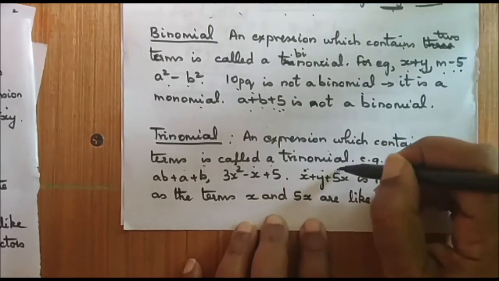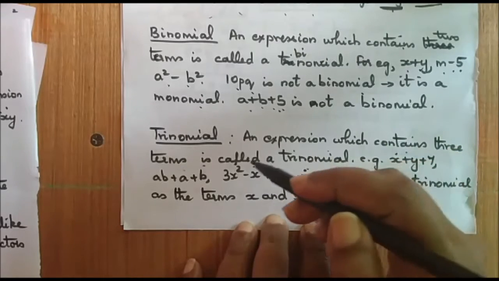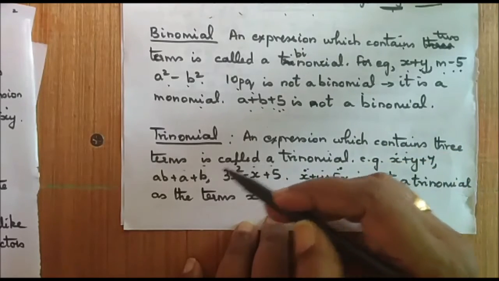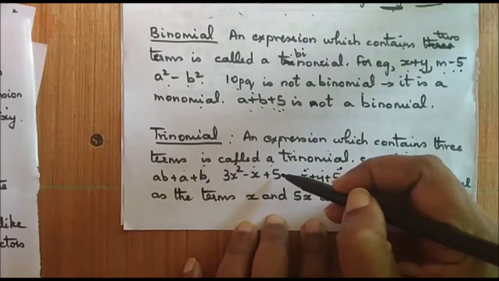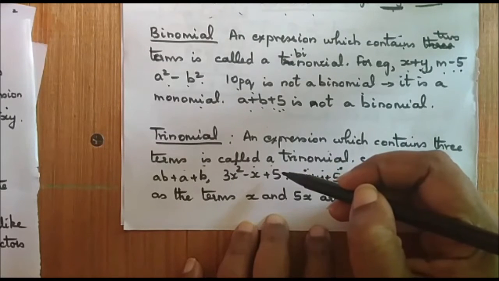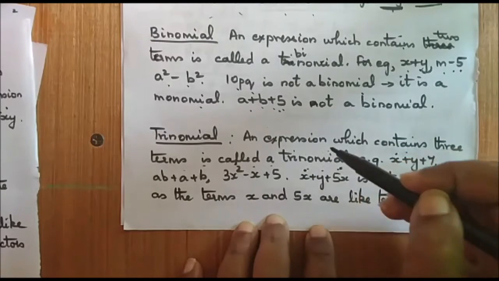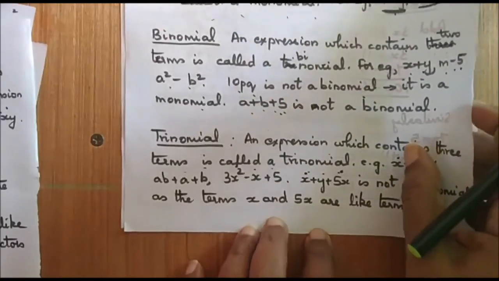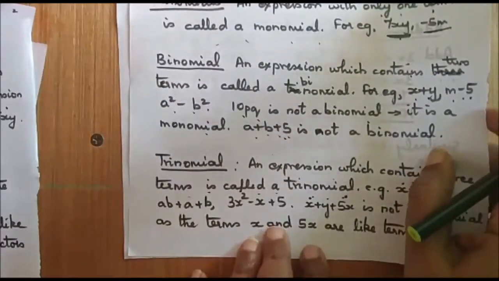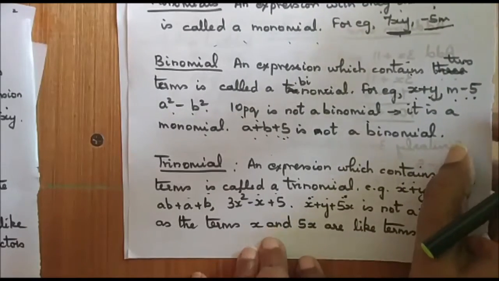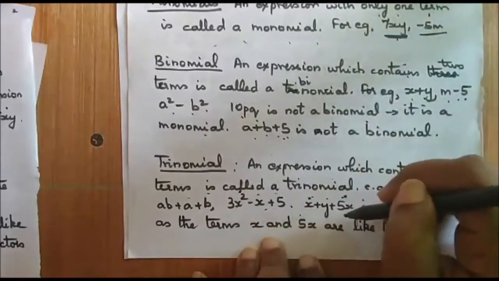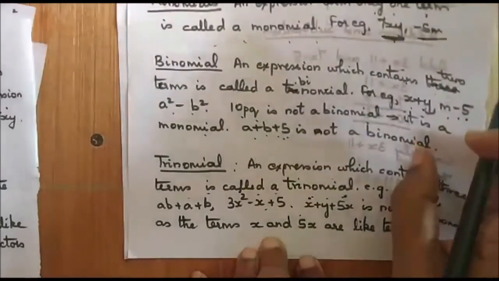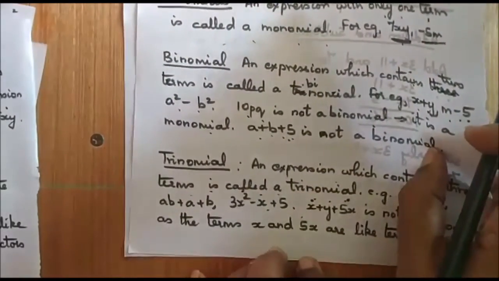Because x and 5x are like terms. So in a trinomial, all the three terms should be unique. They should not be similar. Only then you can call them a trinomial. This holds good in the case of the other binomials and monomials also. Because x and 5x are like terms, it cannot be called a trinomial.